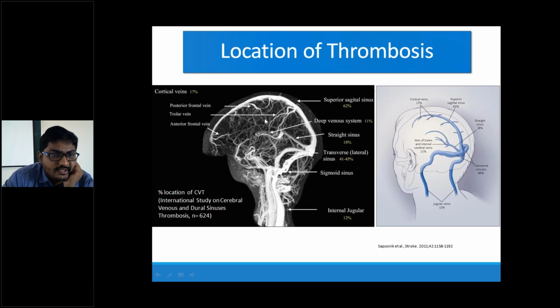The image I posted here is based on studies only, right? Most frequent, most common is this. In a study of 624 cases, superior sagittal sinus was most common. In my study also, superior sagittal sinus is most common. Out of 40 patients, 22 to 24 have superior sagittal sinus involvement, as well as involvement of the transverse sinus and straight sinus, right?